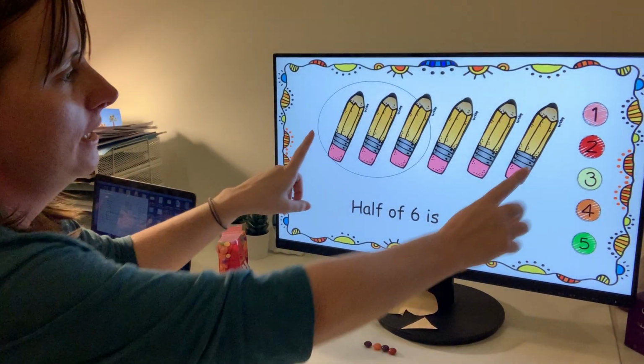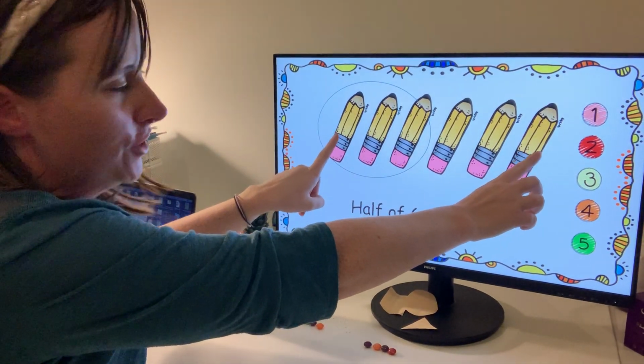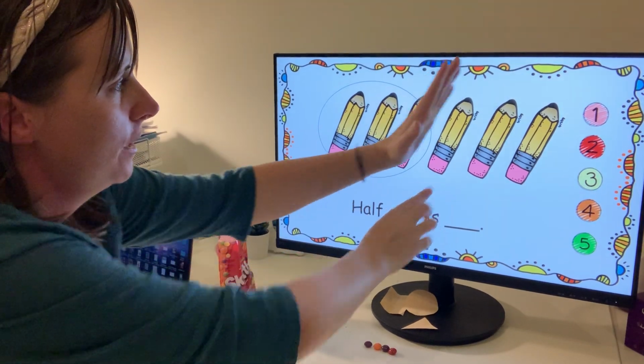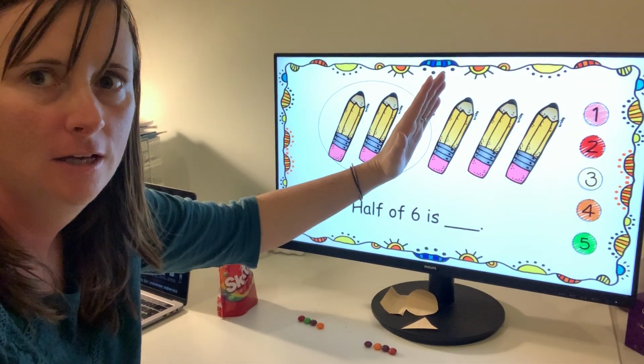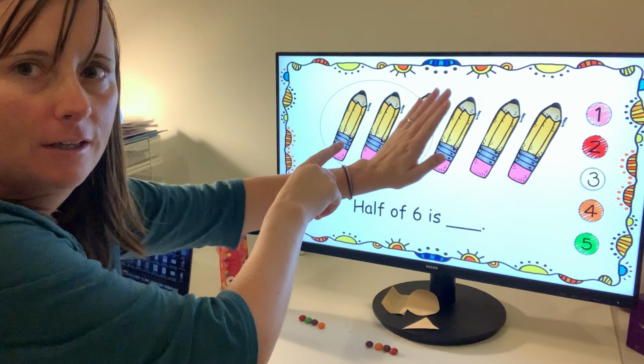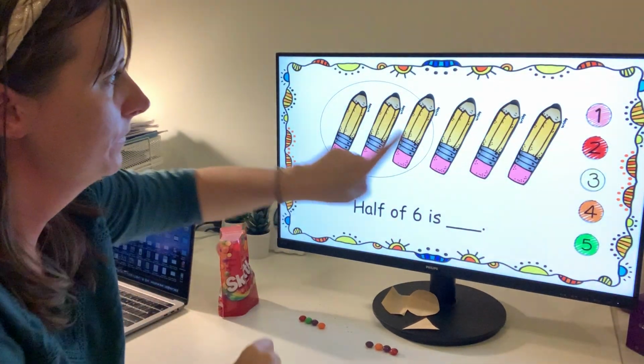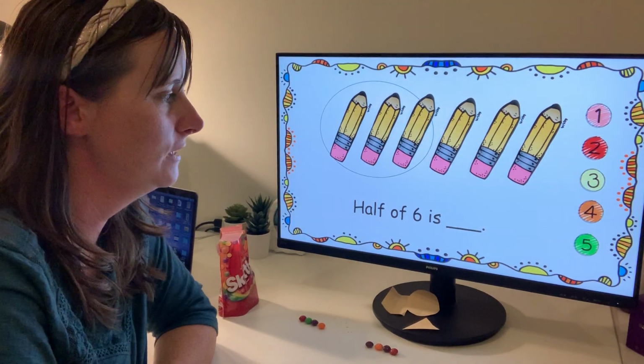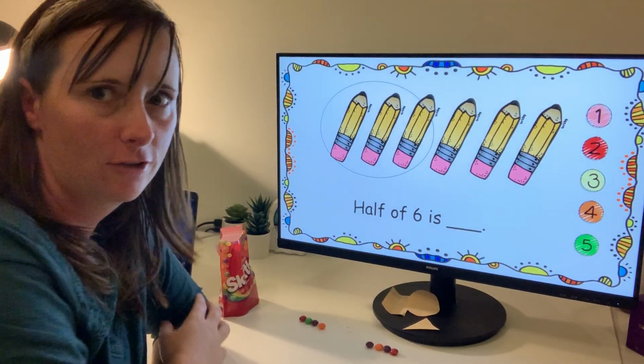Now what I could do is I could have my fingers at the sides and I could try and show that. So I've got 1, 2, 3, I can work my way inwards. Then I know that my middle bit comes down here, and I've got 3 over here, and I've got 3 over here. So I could draw a circle around them. And so half of 6 is 3. I could drag that over.